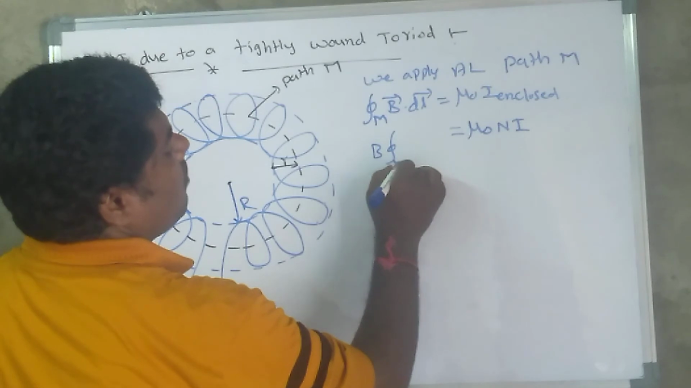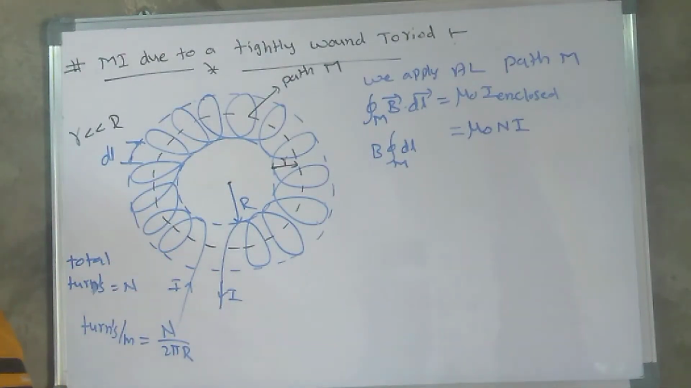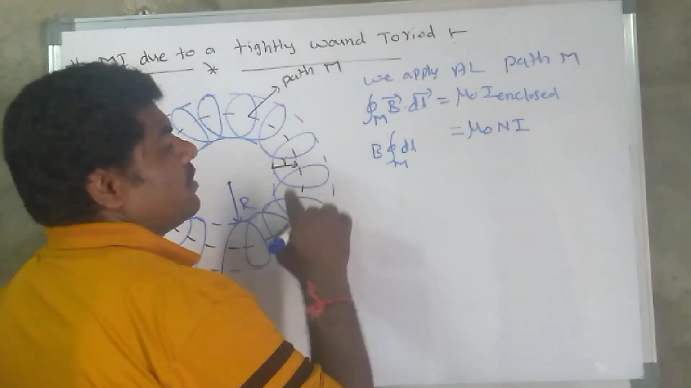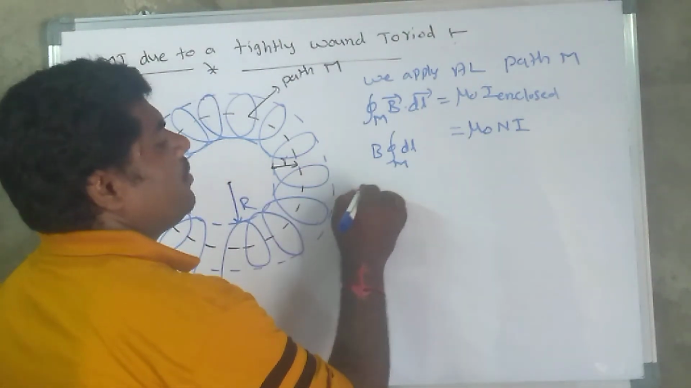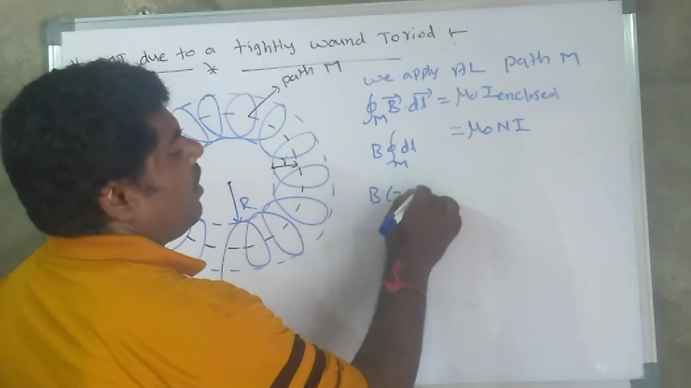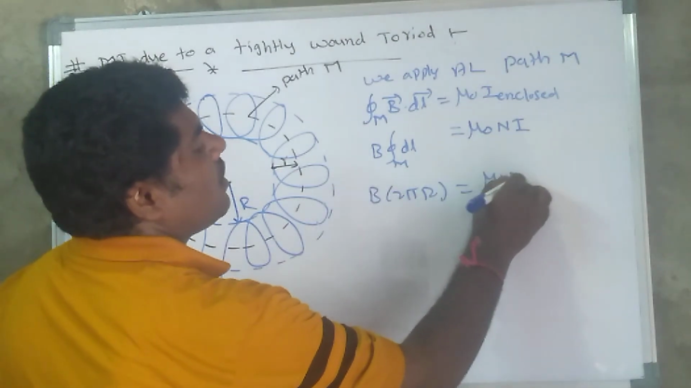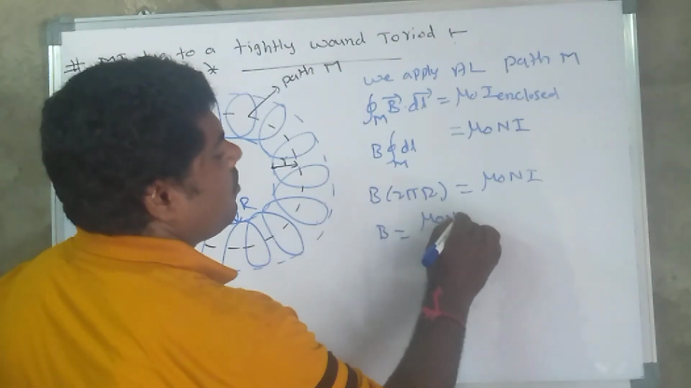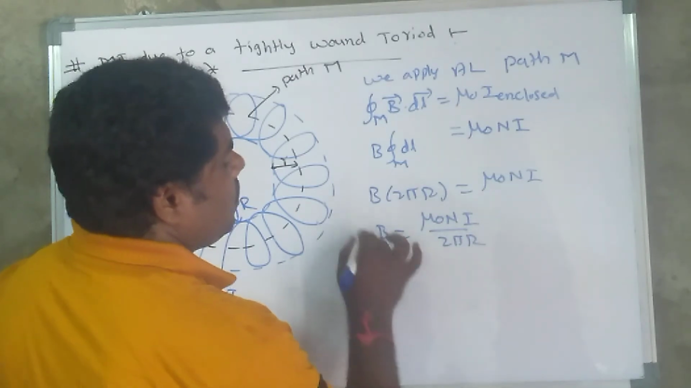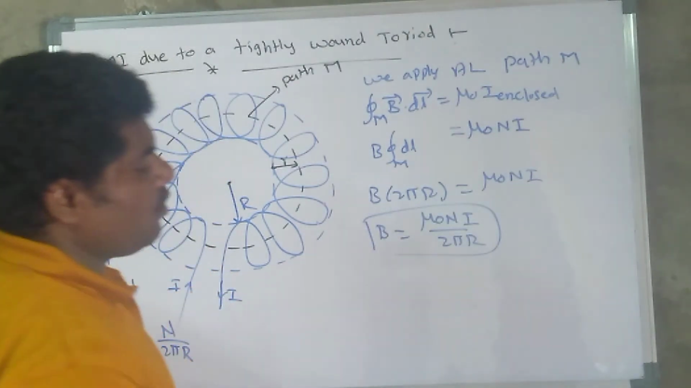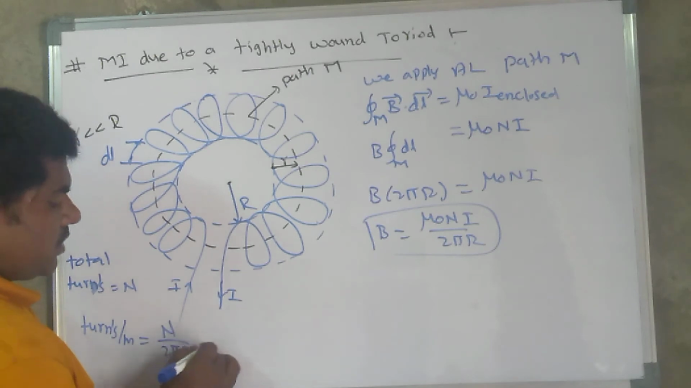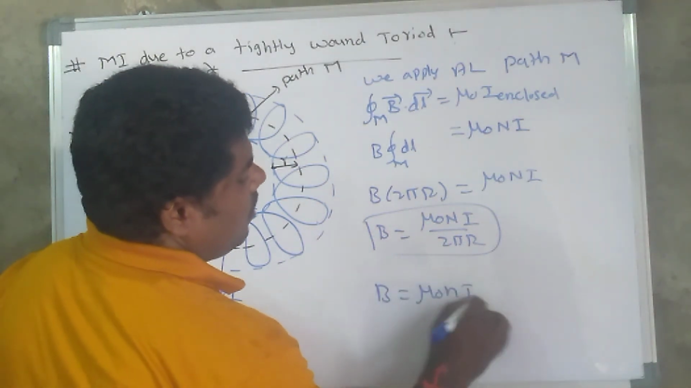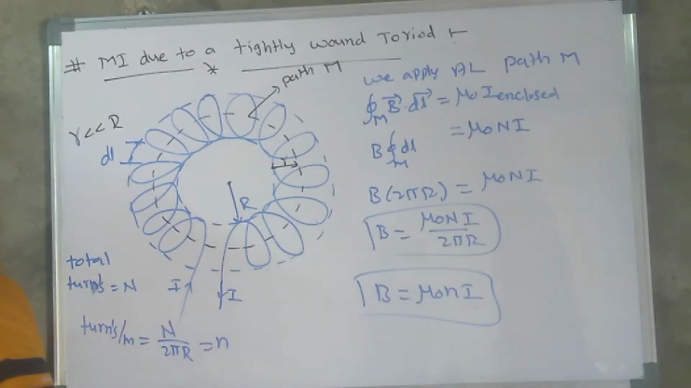So that's why here the B you may write outside the integral. So closed integral of B into dl. It looks like a circle, and this loop is nothing but 2 pi r, equal to mu naught n into I. So B is equal to mu naught n into I divided by 2 pi r. Here N divided by 2 pi r is nothing but the number of turns per unit length, small n, so B is equal to mu naught n into I.